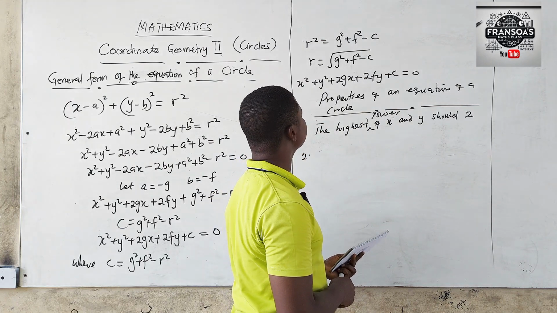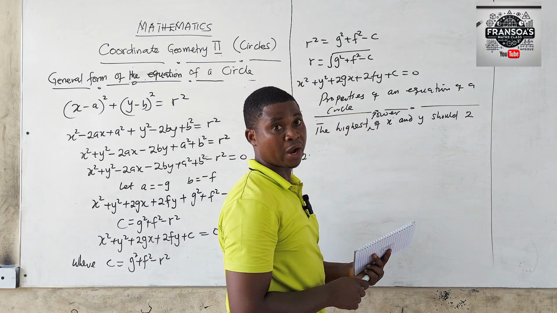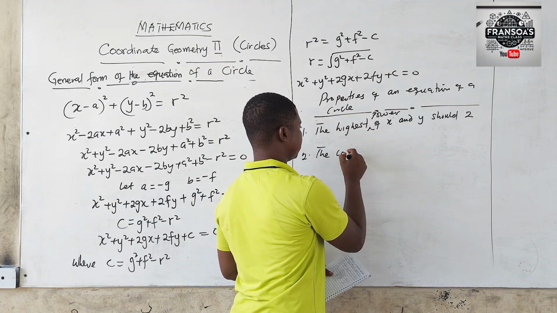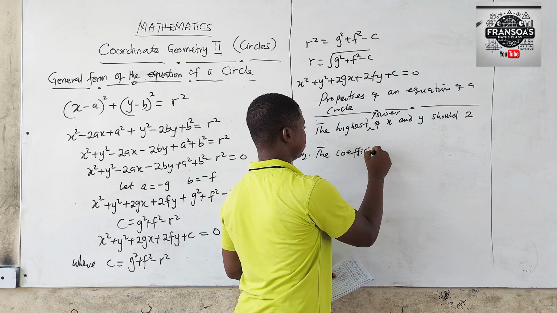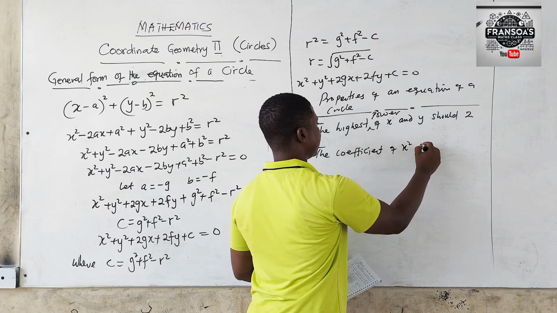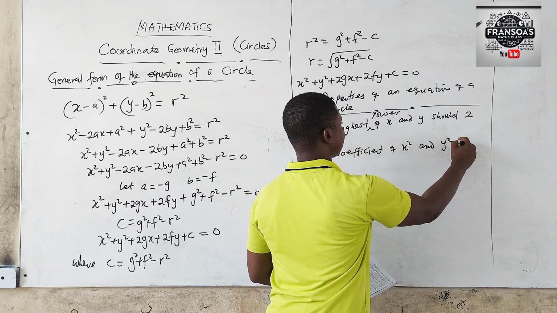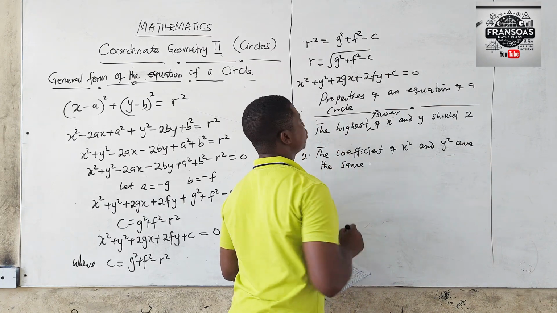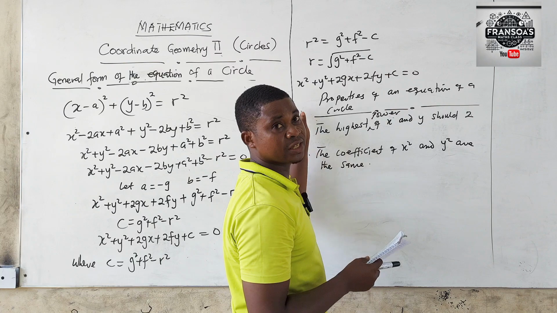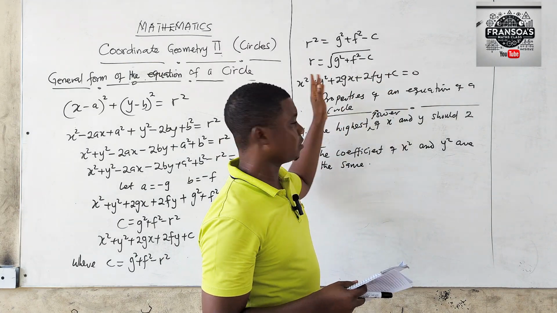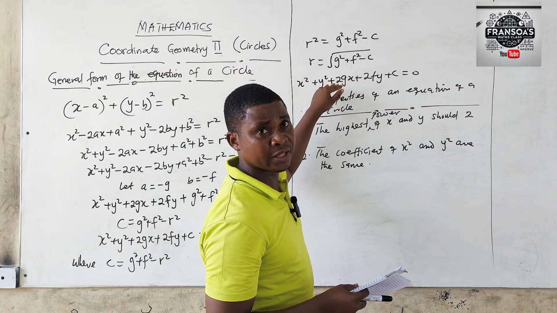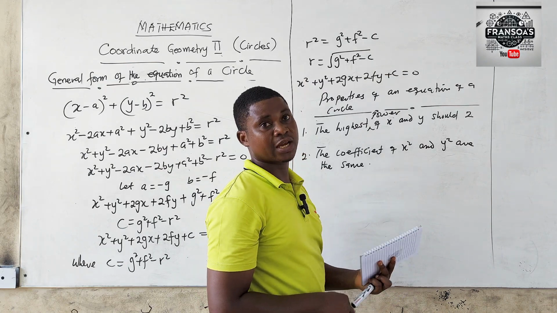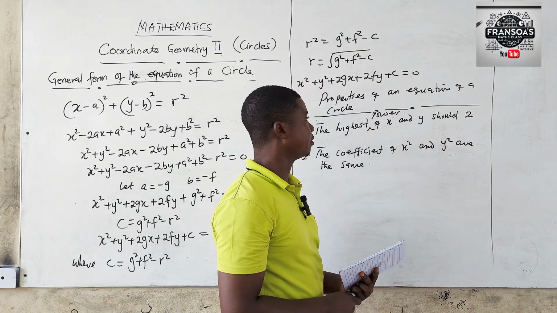The coefficients of x squared and y squared are always the same. So it means that when you have an equation in the form of a circle and one of the coefficients of x squared and y squared is different, then it means that equation is not an equation of a circle.